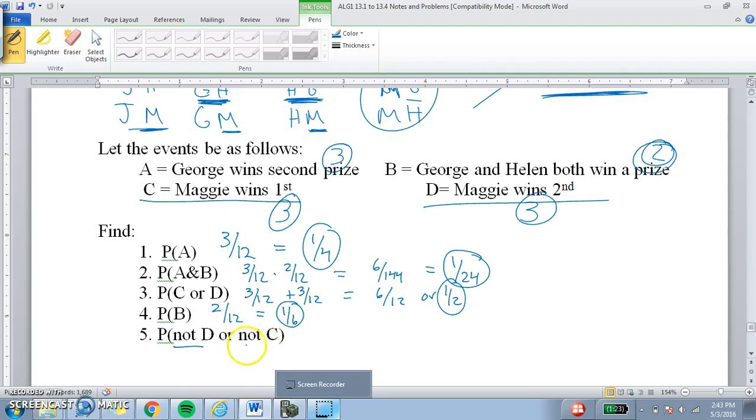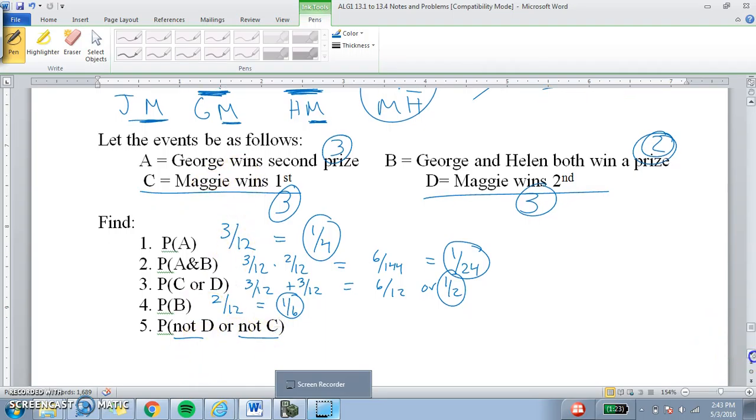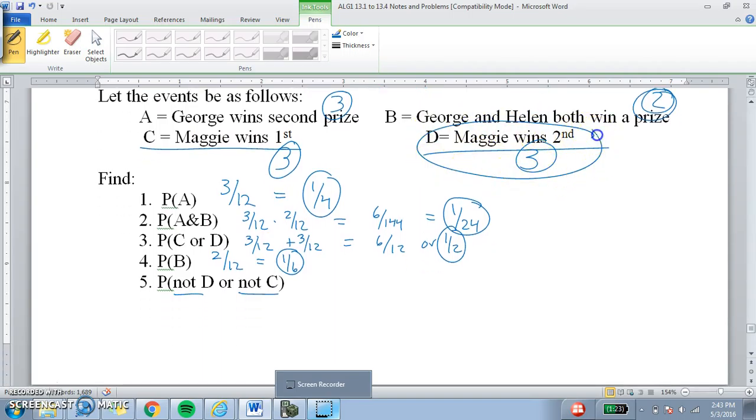Probability of not D or not C. So let's see, not D. So probability of not D happening. Well, there's 3 ways for D to happen, which means the other 9 possibilities is that D doesn't happen. Maggie doesn't win second. Probability of not C, again, there's 3 ways it can happen, which means there's 9 ways that it can't happen. If she doesn't win first, then there's 9 other possibilities for people to win. So probability of each of these is 9 out of 12.